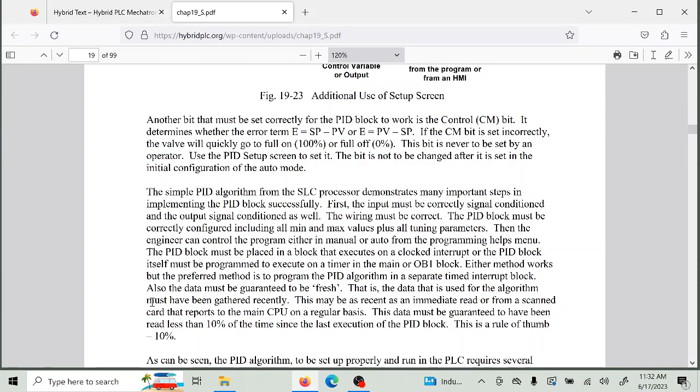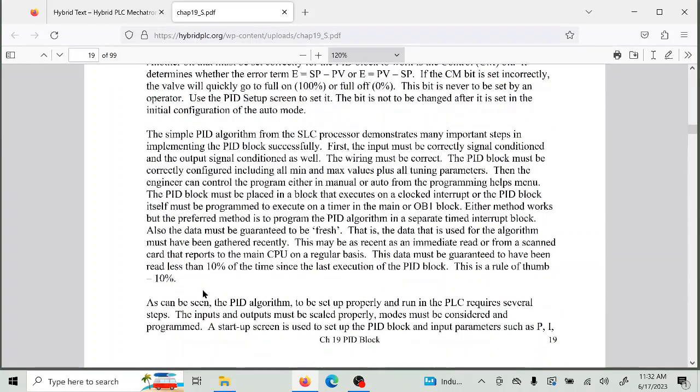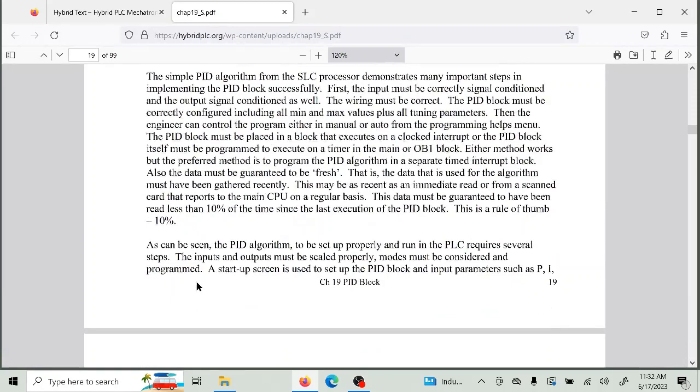Also, the data must be guaranteed to be fresh. That is, the data for the algorithm must be gathered recently. This must be as recent as immediately read from a scanned card, or from a scanned card that reports to the main CPU on a regular basis. This is extremely important. This data must be guaranteed to have been read in less than 10% of the time since the last execution. This is a rule of thumb of less than 10%. So again, the quicker that you get that data, the fresher the data, the better your algorithm is going to be, and the better it's going to perform.